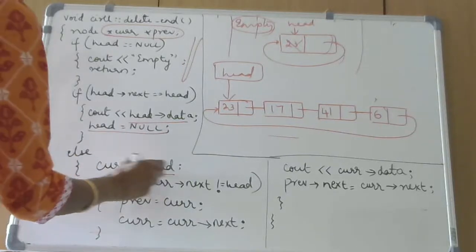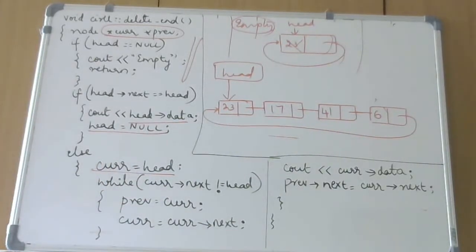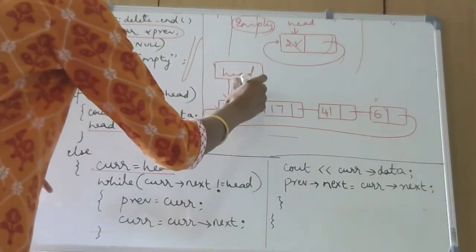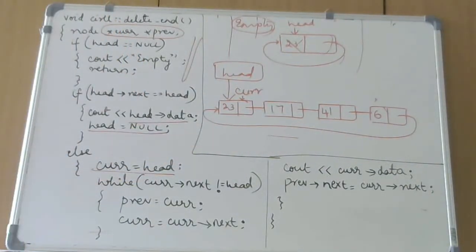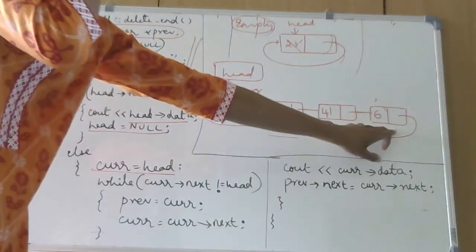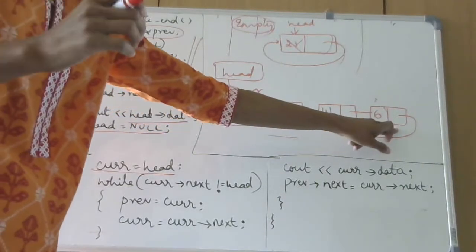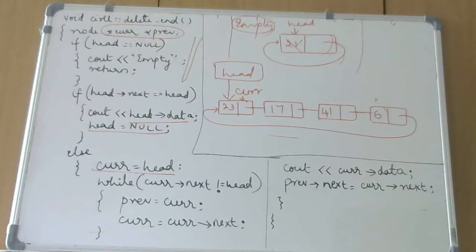Now, what have I done? Current is equal to head. I have initialized current with head. So, this becomes the current. Now, how do I check? I have to go up to the last one and this one also. How do I go to the last? How do I check whether I have arrived at the last node or not?